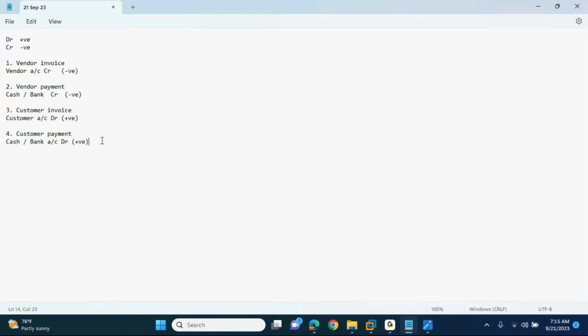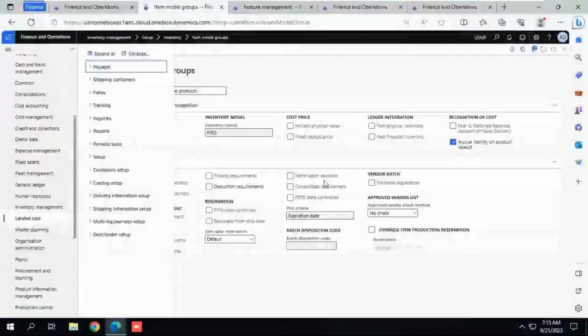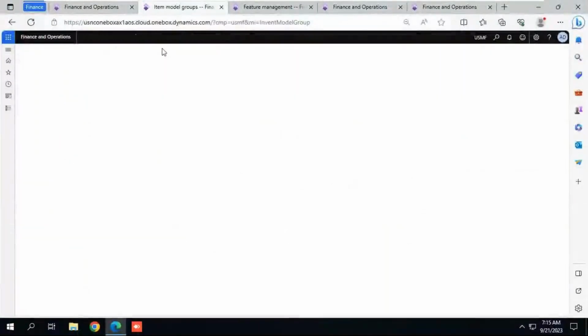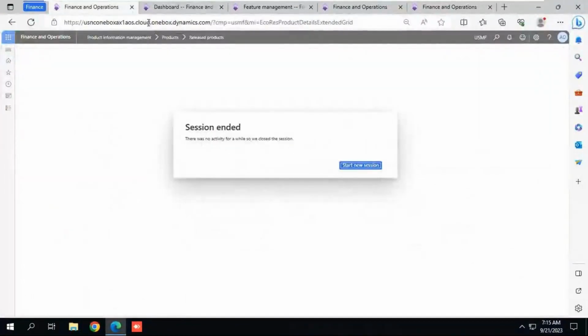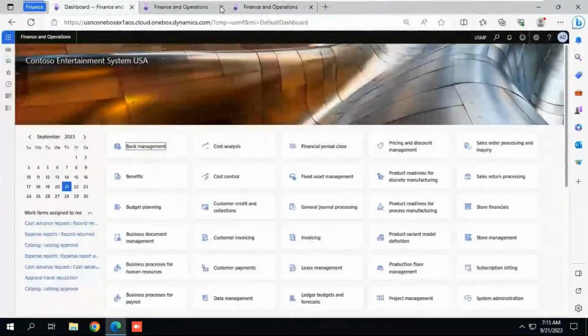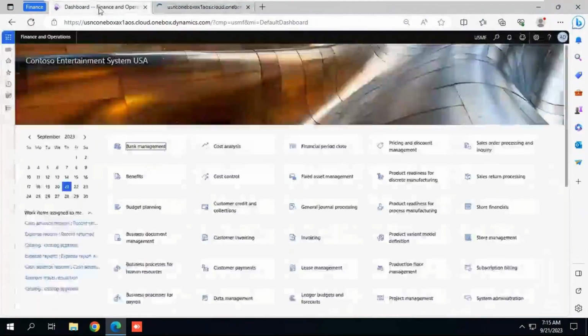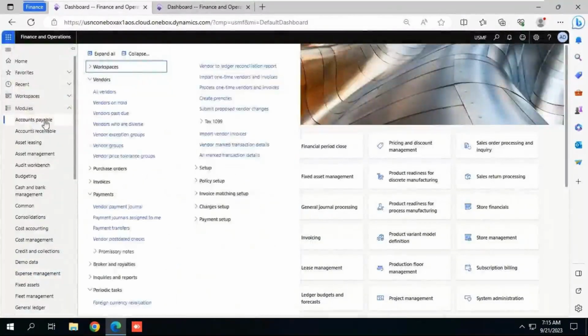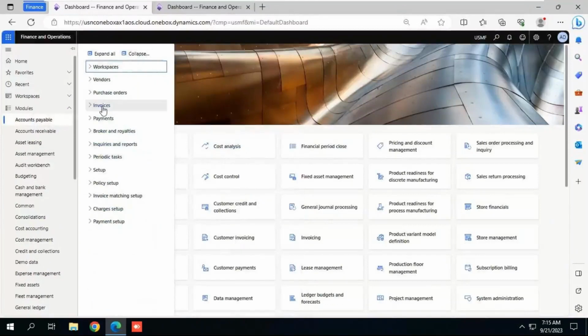Now let me show you in the system. Vendor invoice means, in the system it is called invoice journal. How it will be posted, let me show you. There are different ways you can do vendor invoice. The first format is invoice journal. Let me show you. If you want to do invoice journal, you need to go to accounts payable module, collapse all, invoices, invoice journal.